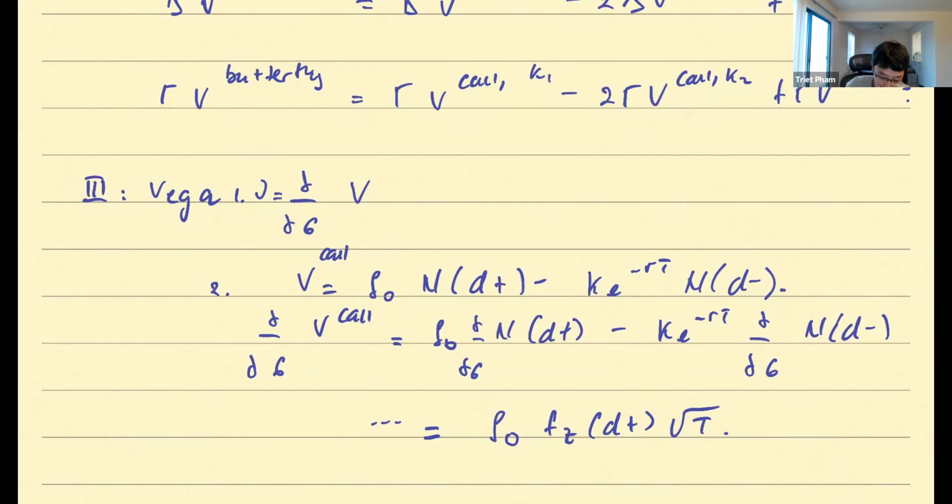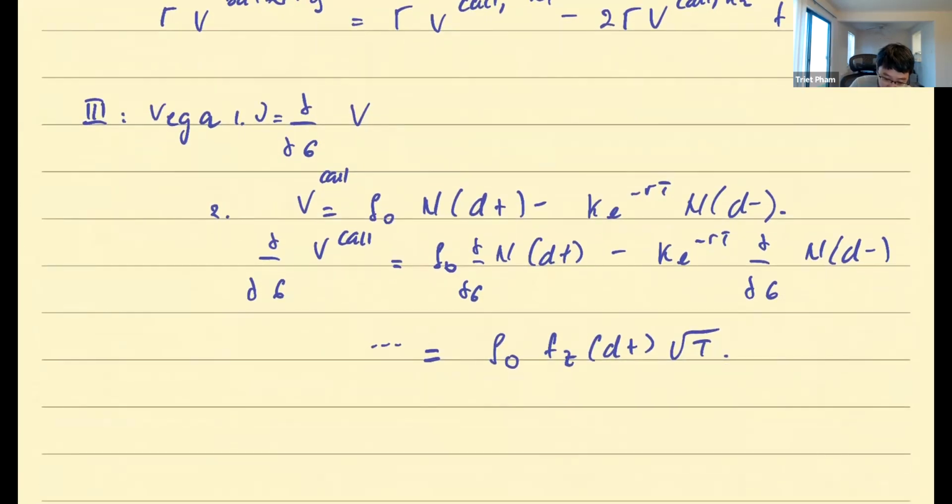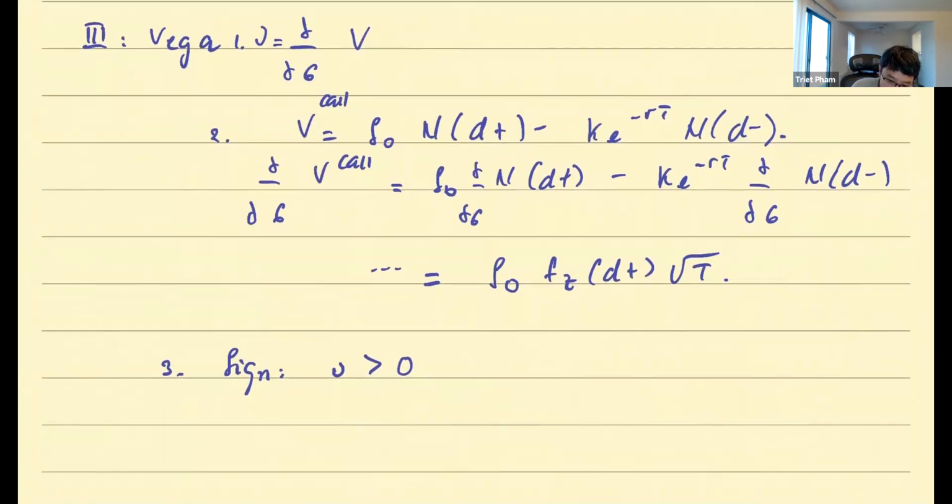So what can we observe right away about the Vega? First, what about the sign? Vega is always positive. Second, what about magnitude? Hold on, first let's just carry this to the end. Vega being positive means that if volatility goes up, option price goes up.